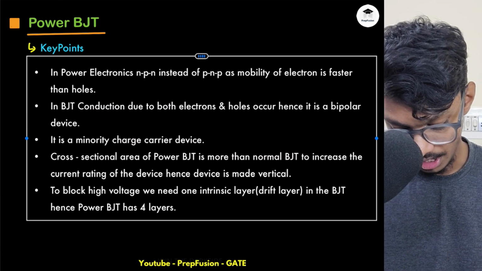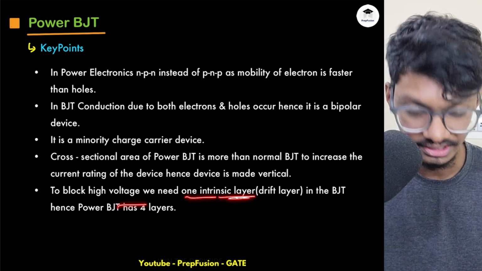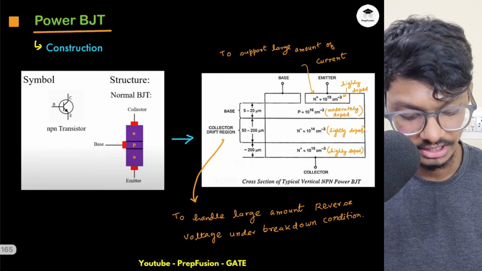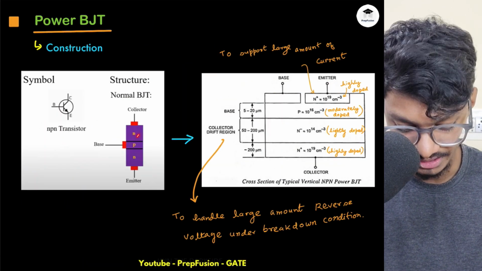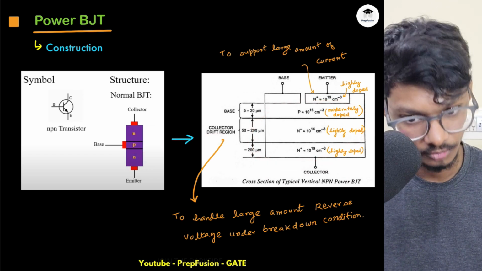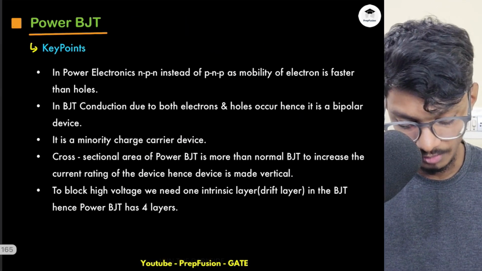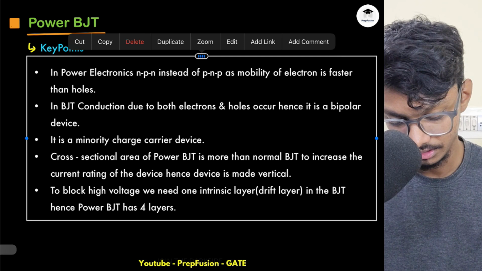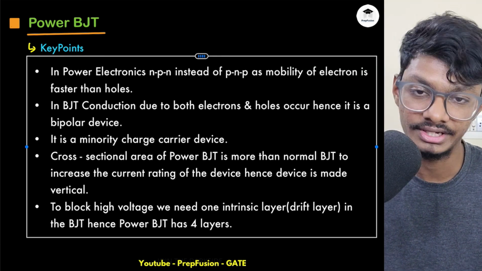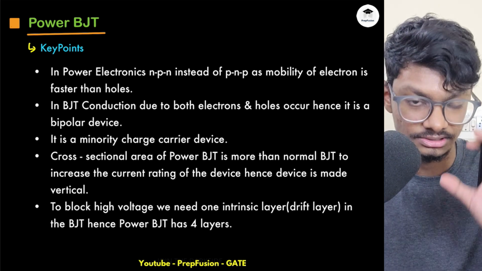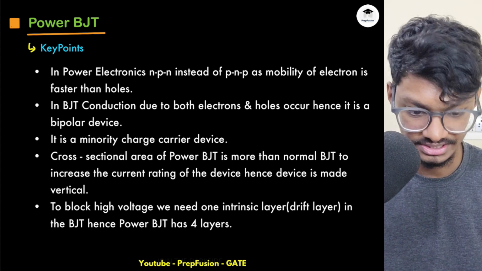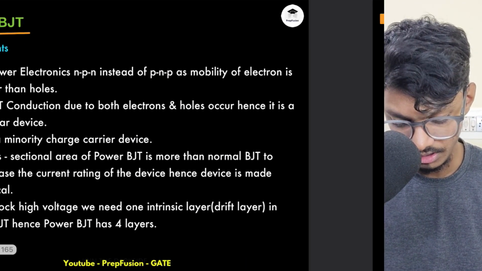To block high voltage, we need one intrinsic layer, that is the drift layer in BJT. Hence power BJT has 4 layers. In a normal BJT we have 3 layers, PNP or NPN, but power BJT has 4 layers. That is the difference between normal BJT and power BJT, right? So this is an important point. You will see in most cases we just make a slight modification in the construction and make the device suitable for power electronics applications. So let's go on to the next slide.